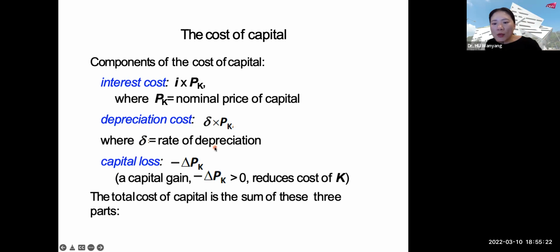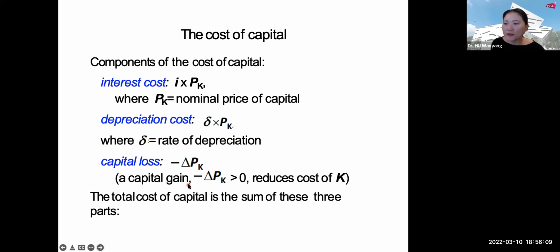So we use this to indicate the interest cost of the capital, and then we have the depreciation cost. We will have more discussion on depreciation. For capital, this is especially an issue for housing stock. Depreciation is a very important factor that erodes the housing stock. Here we use delta to indicate the rate of depreciation, and usually we simplify the mathematical representation. So we multiply the depreciation rate by the nominal price of the capital, and we get the depreciation cost.